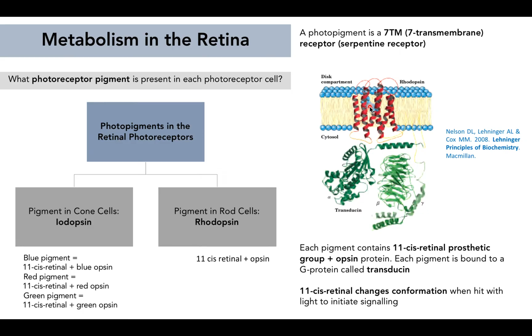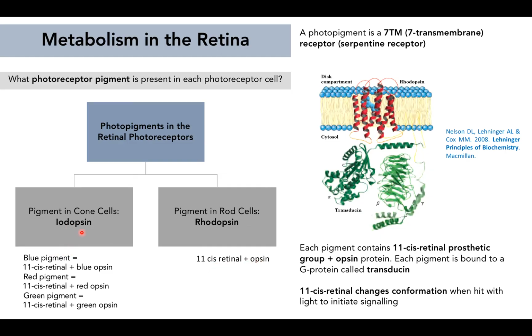Now, what we need to take note of is that photopigments or opsins in the retina cells are different depending on what kind of cell it is. If it is a cone cell, then the pigment is called an iodopsin, and if it is a rod cell, then the pigment is called rhodopsin. All these opsins have the prosthetic group that we call 11-cis retinal. The only difference is the opsin component.